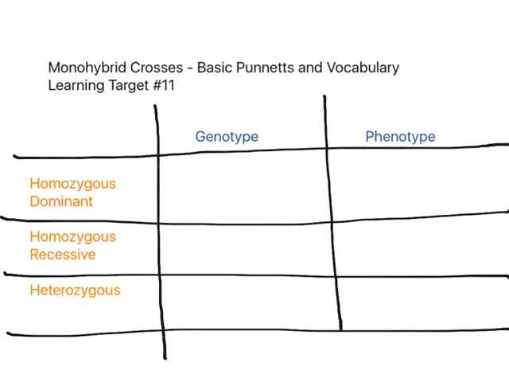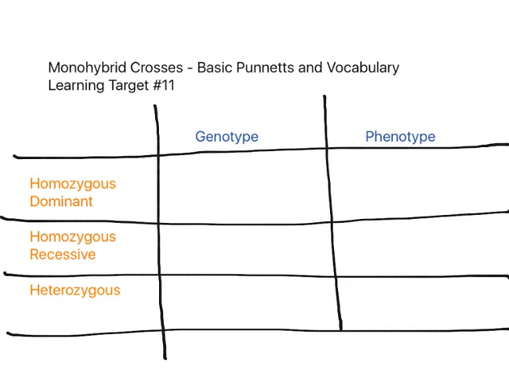This presentation is based on monohybrid crosses. This should help you if you are struggling with basic Punnetts and vocabulary that are covered in Learning Target number 11. You'll need to know homozygous, heterozygous, dominant, recessive, genotype, and phenotype.